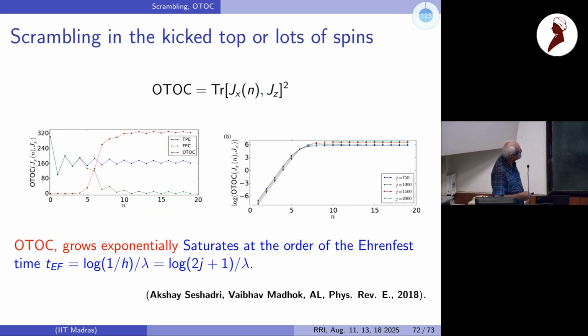Here I've calculated it for this kicked top, which is like a standard map. You can calculate it for the standard map also, by the way. So people have done that. But I've shown it here for this kicked top, which is also finite dimensional. I showed you the Hamiltonian or the unitary operator. It's a commutator between angular momentum Jz and Jx at a time n. They don't commute. So in this case, the log of the out of time order correlator, this one I've shown as a function of time n.